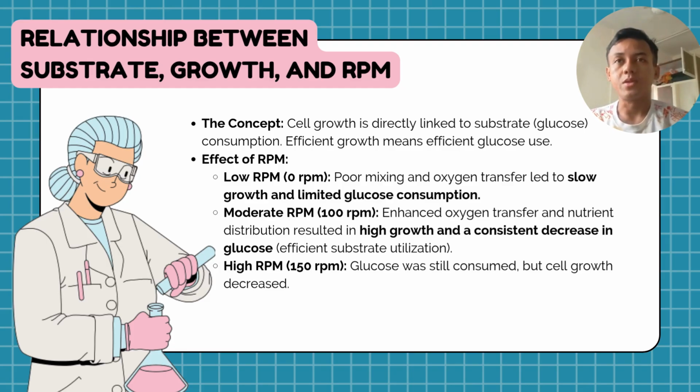So we'll talk about the relationship between substrate, growth rate and rpm. Cell growth is directly linked to substrate consumption. Efficient growth means efficient glucose use. At low rpm, which is 0 rpm, poor mixing and oxygen transfer led to slow growth and limited glucose consumption. For moderate agitation, which is 100 rpm, enhanced oxygen transfer and nutrient distribution resulted in high growth and a consistent decrease in glucose. And at the highest rpm, 150 rpm, glucose was still consumed but cell growth decreased.